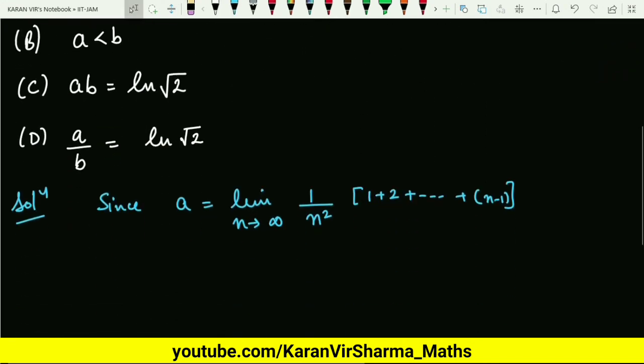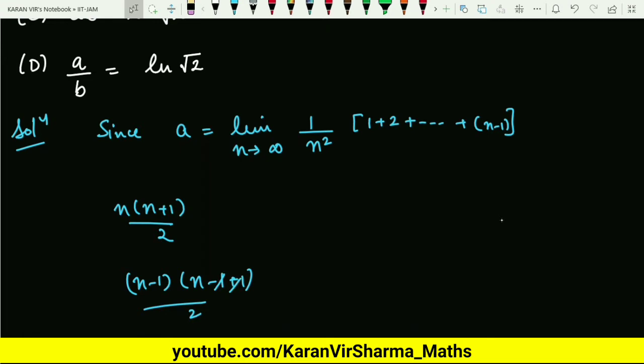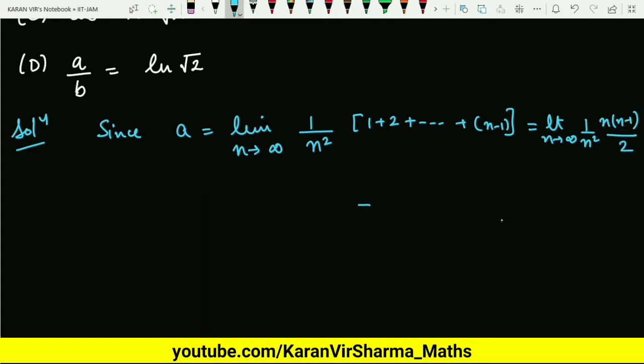And we know that the sum of the first n natural numbers is n(n+1)/2. Here we have the first n−1 natural numbers, so just replace n by n−1. So you get (n−1)(n−1+1)/2, and this gets cancelled out. So this is nothing but the limit as n tends to infinity of 1/n² times n(n−1)/2, and hence you will write it like the limit as n tends to infinity of (n²−n)/2n².